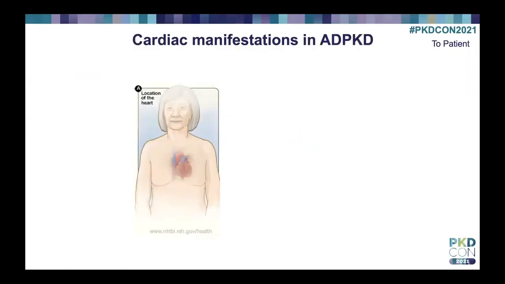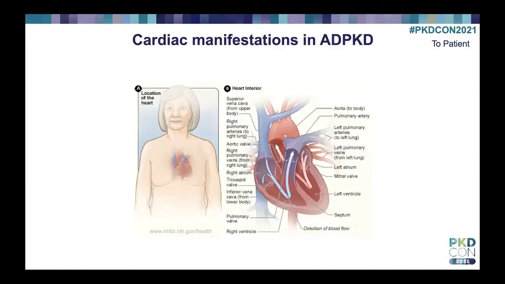So cardiac manifestations in ADPKD obviously include the heart. And let me start with reviewing how the heart works. So the heart is basically a pump, actually 2 pumps. One, the right heart, pumps the blood into the lungs, and the left heart into the body.